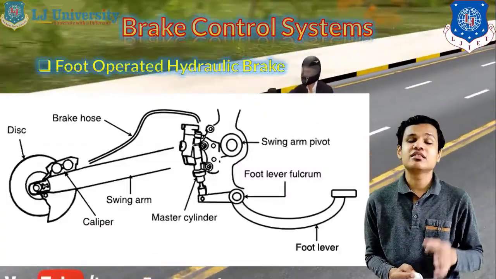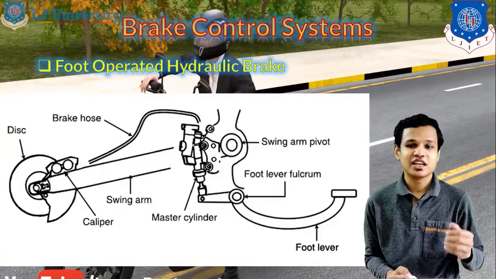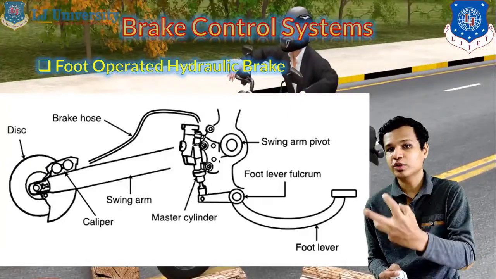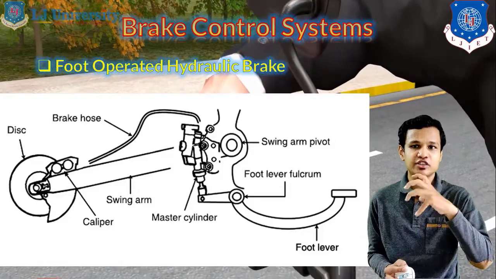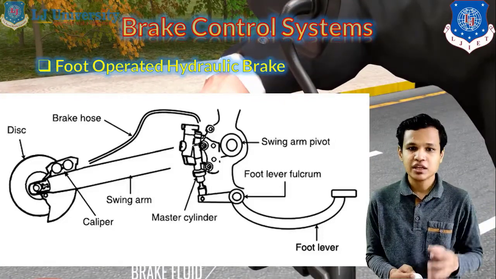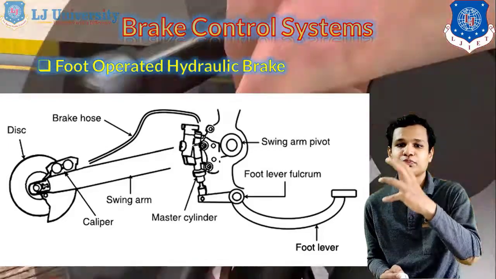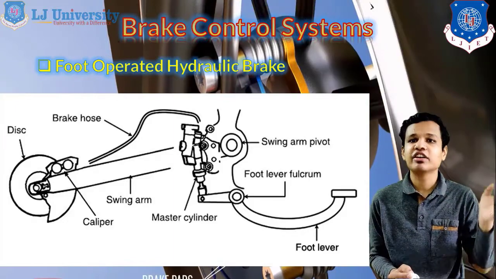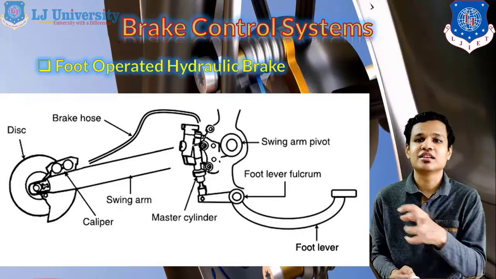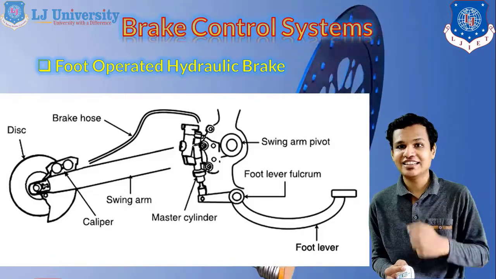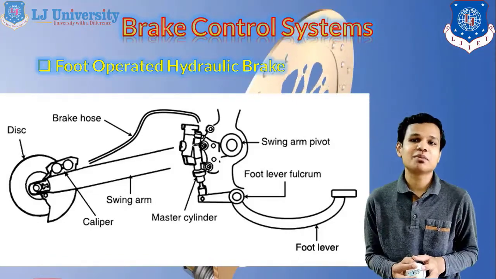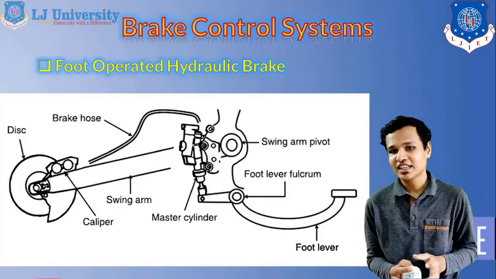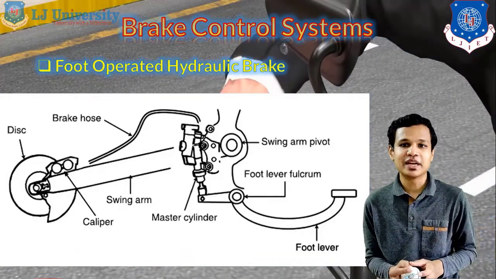The fourth type is the foot operated hydraulic brake. In this case, again, the master cylinder will be connected with our foot lever. The function of the master cylinder is to supply the fluid by pressurizing it. That master cylinder provides the high pressure fluid through the brake lines, and those brake lines are connected with our caliper system, which is used in case of the disc brake. So this is simply how the brake control systems work in the brakes of two-wheelers, for the disc brake as well as the drum brakes.